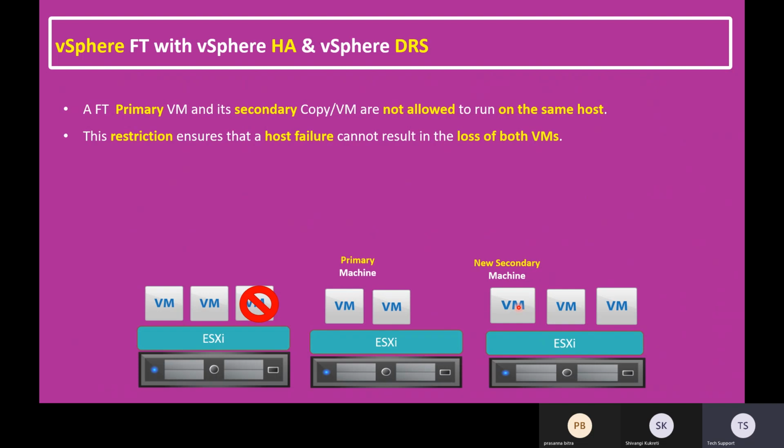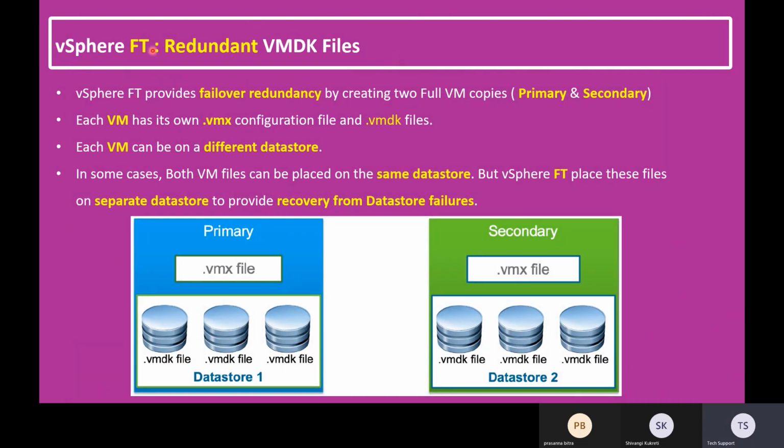So that there will be no naming convention issues and no conflicts in the network. Now we'll talk about redundant VMDK files between the primary virtual machine and secondary virtual machine. Within the vSphere FT architecture, we can talk about redundant VMDK files. Redundancy means able to recover, it always maintains a second copy. vSphere FT provides failover redundancy by creating two full VM copies. The first copy is primary, the second copy is secondary. Each VM has its own VMX configuration file, and it also has VMDK files. Suppose my primary virtual machine is running with 3 VMDK files. When you prepare a copy, it prepares the same 3 VMDK files. The only difference is the primary VM runs on datastore 1 and the secondary VM runs on datastore 2.